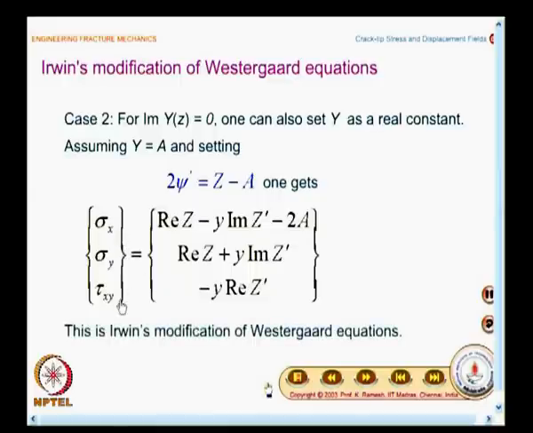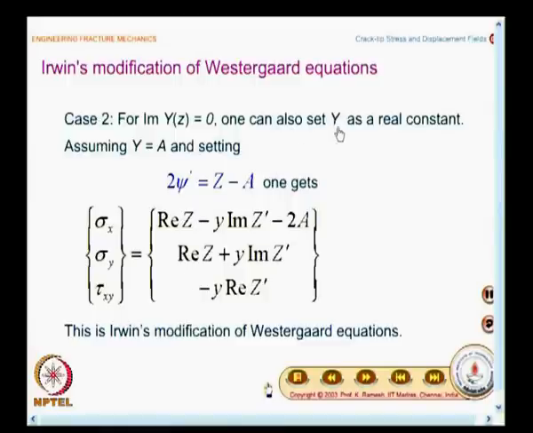sigma x, sigma y, tau x y in this fashion. So, I get real part of capital Z minus y imaginary part of capital Z prime minus 2A. This will explain your additional stress term sigma naught x, and sigma y and tau x y, they are very similar to what you had obtained in the conventional Westergaard solution.